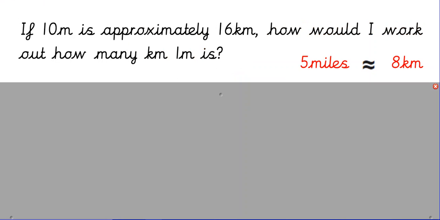So if 10 miles is approximately 16 kilometres, how would I work out how many kilometres 1 mile is? Okay, so 10 miles is approximately 16 kilometres, but I want to know what 1 mile is in kilometres. So I've got my miles again. I've got 10 miles and I've got 1 mile. So I want to know what I have done to 10 to get 1, and then I want to do the same to 16 kilometres. Pause the video and have a go.